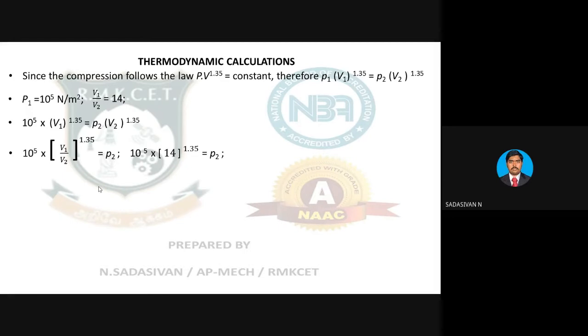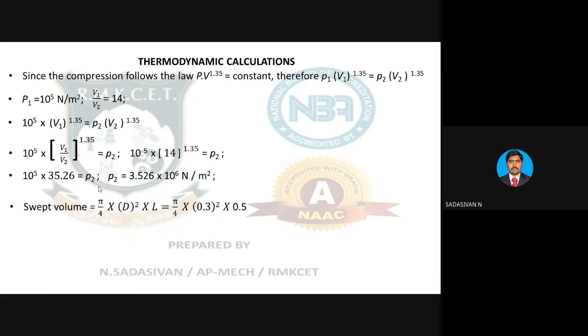Please take your calculator and try this. You should be getting 3.526 × 10^6 Newton per meter square as P2, which I have found out using the polytropic relationship. Okay, so now next step, I'm going to find out the swept volume of the engine, right?